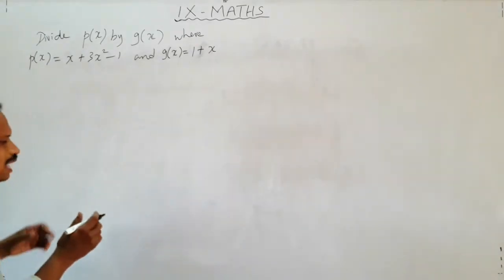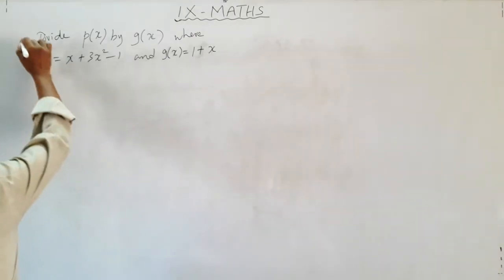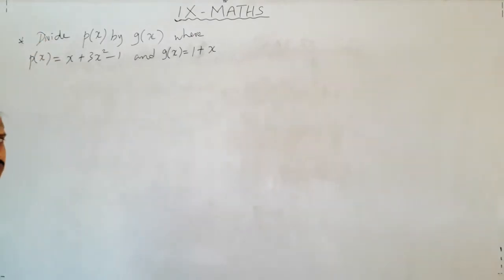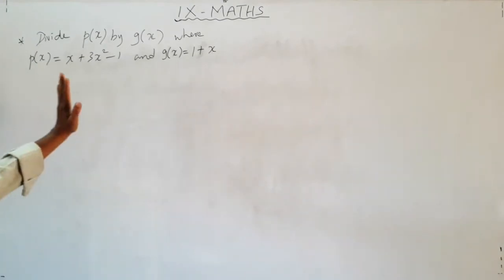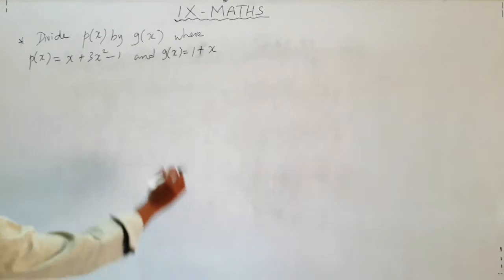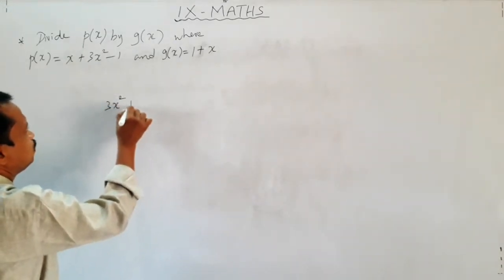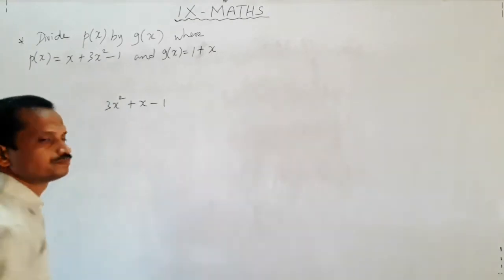So what we do? This is an actual division. You see what we are going to do. So this is star. From here we have to take. Clear? Divide p of x by g of x, where p of x is given and g of x is also given. So here you have to take 3x square plus x minus 1.